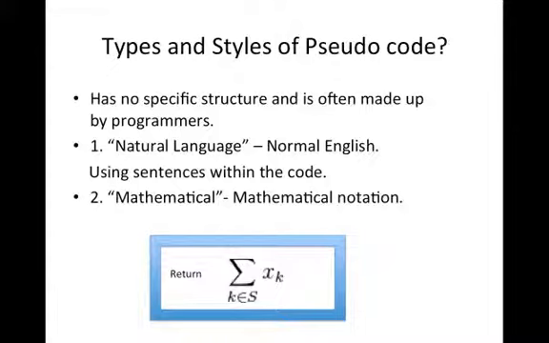There's also mathematical style pseudocode. It consists of mathematical notation. This is a compact and often informal notation that can be understood by a wide range of mathematically trained people. As you can see on the screen, return sigma means a loop.